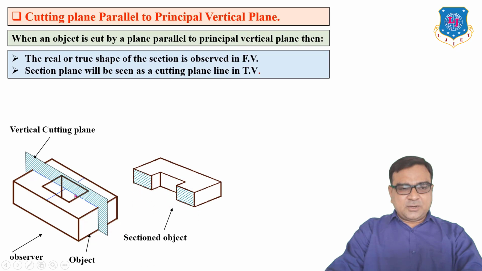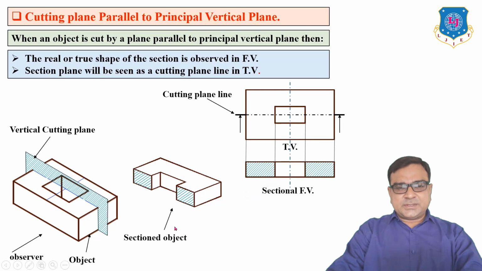Now if we cut the object with a vertical cutting plane and remove the front half portion, then the back side half portion looks like this. Now here the cutting plane is passing through this surface, so that surface is highlighted by hatching lines.